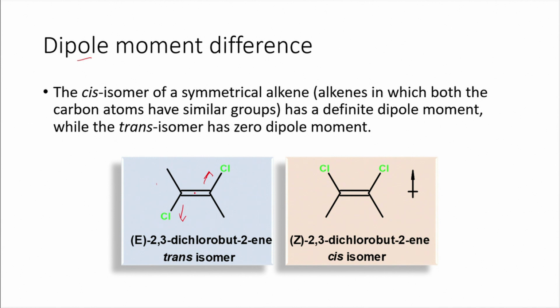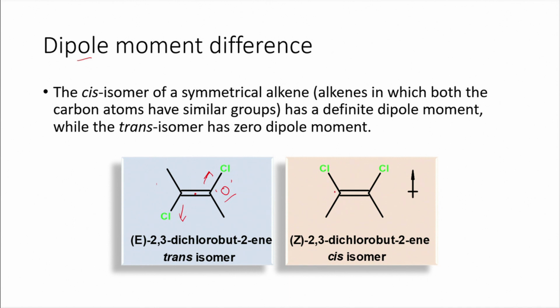So, that means from the center, one electron withdrawing group is pulling the electron towards itself to the top, and another chlorine is pulling the electron towards itself at the bottom. So, that means these two cancel out each other and we end up with a 0 net difference in the polarization of this particular molecule. So, that is the reason the trans isomers show 0 or less dipole moment.